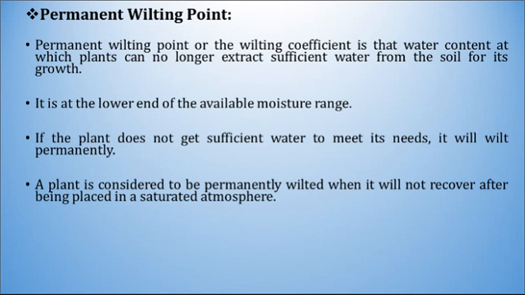Next is the permanent wilting point. Permanent wilting point or the wilting coefficient is that water content at which plants can no longer extract sufficient water from the soil for their growth. It is at the lower end of the available moisture range. If the plant does not get sufficient water to meet its needs, it will wilt permanently. A plant is considered to be permanently wilted when it will not recover after being placed in a saturated atmosphere.